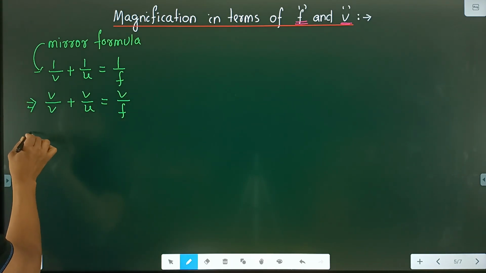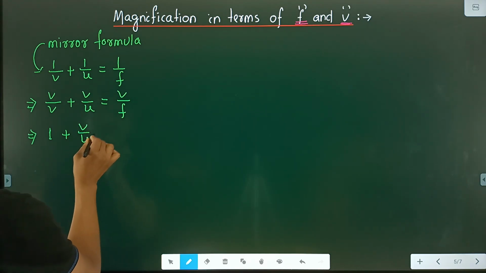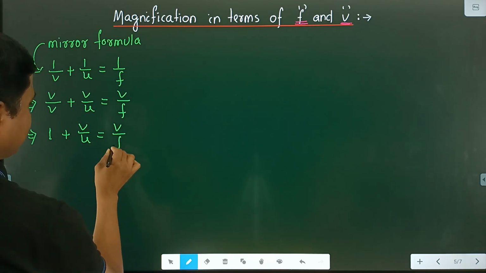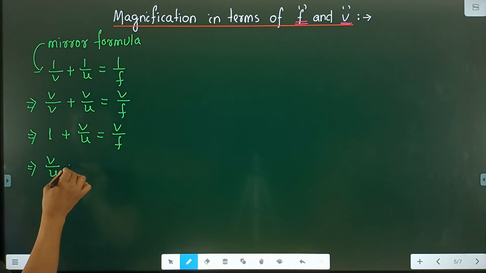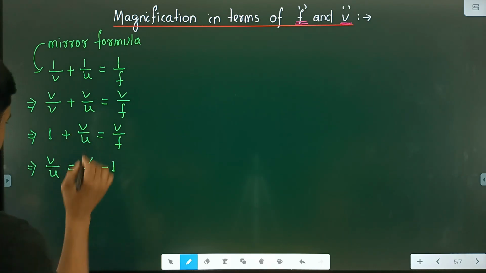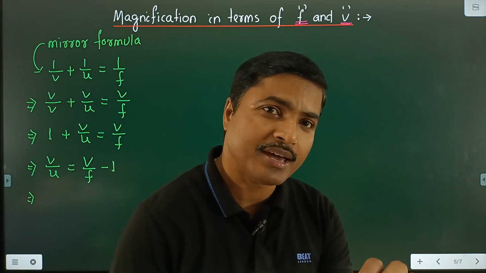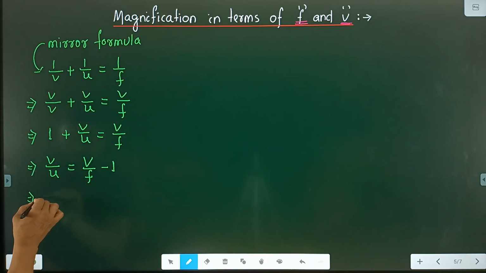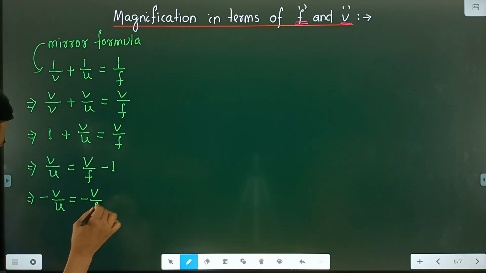That implies, what is V by V? That is 1, plus V by U is equal to V divided by F. That implies, what is V by U? We take 1 to the right hand side, so that we write V by F minus 1. That implies, you know the expression for magnification is minus V by U, so we write minus V by U; on the right hand side we also take a minus sign, so that is minus V by F, and this is plus 1.